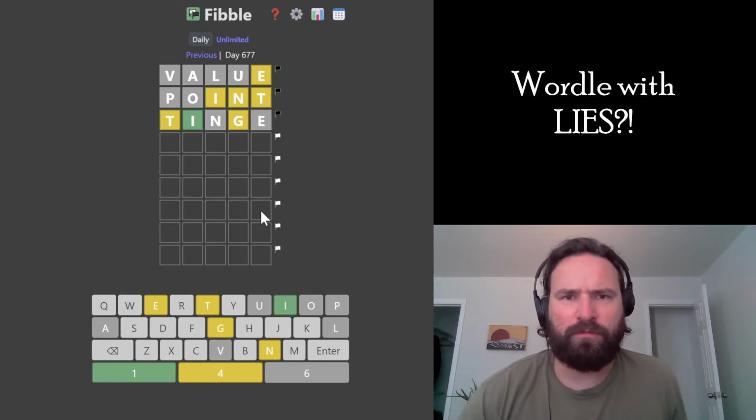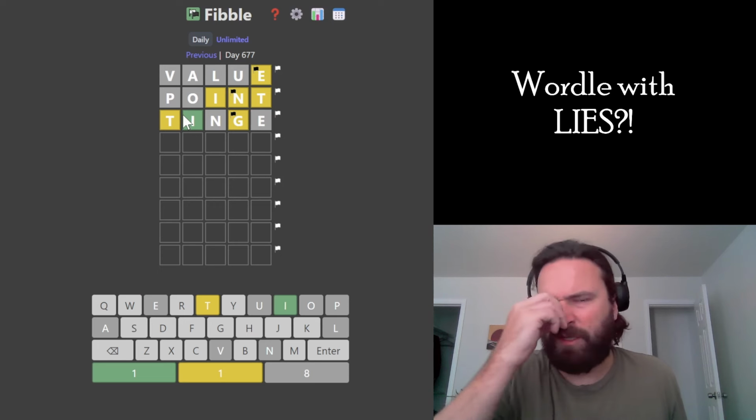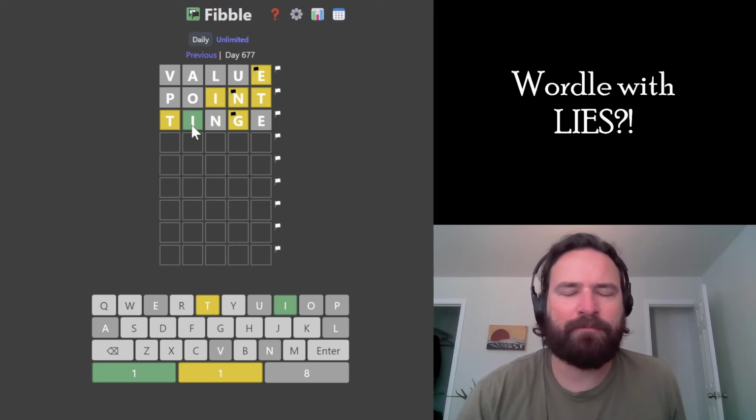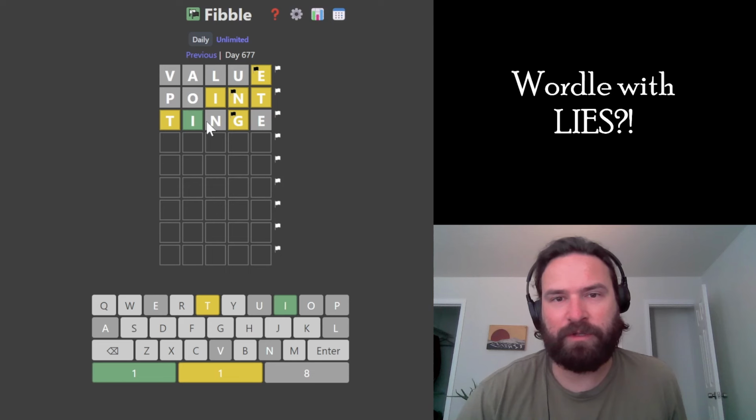All right, so we get the G, which is a surprise, and the E disappears and the N disappears. So now we definitely know that we have a T and an I in the word for sure. It's possible that the G could be lying here, the N could be lying here, and the E could be lying here. So we still might only have two letters in this word, but we know that we have a T and an I. We could have a G, we could have an N and an E. It's possible that any of those could be lying in this word.